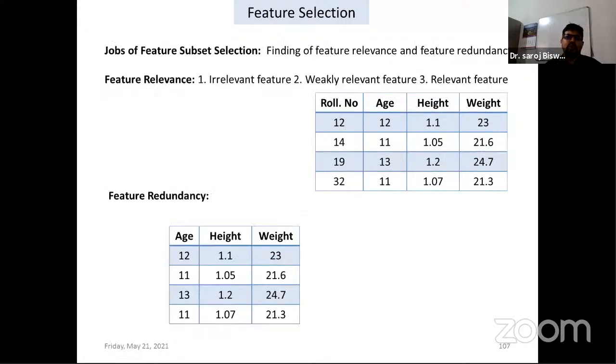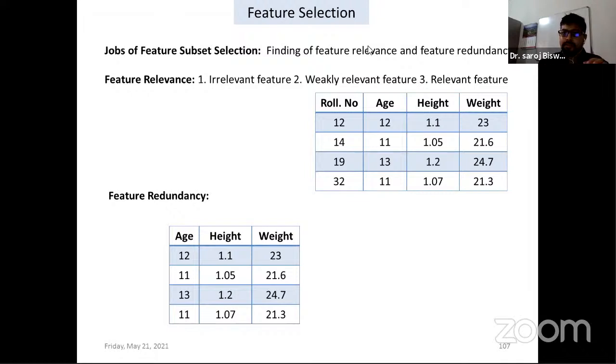Now the question: when you do feature selection, what do we actually do internally? You know only the term feature selection, and these are the algorithms, right? But internally, what does it actually do? When you do feature selection, it does two things. Those things are feature relevance, and it also finds the feature redundancy. What is feature relevance? Relevance means whether the feature is significant or not.